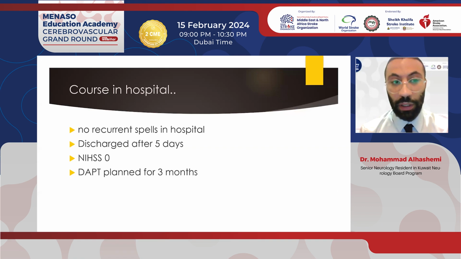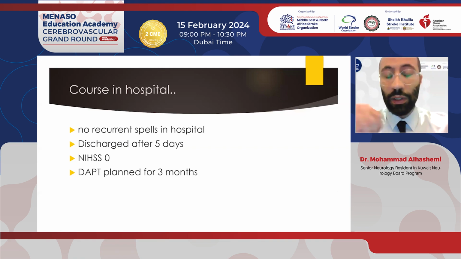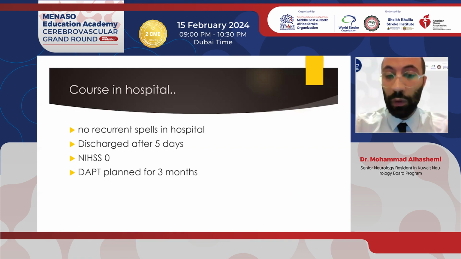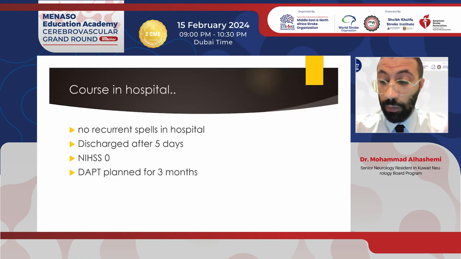The patient stayed in the hospital for 5 days, and during his hospital stay, didn't have any recurrent spells or any symptoms, and his NIHSS was 0 throughout his stay. Dual antiplatelets were planned for 3 months. So aspirin and clopidogrel were planned for 3 months, and the patient was adherent to his medications.